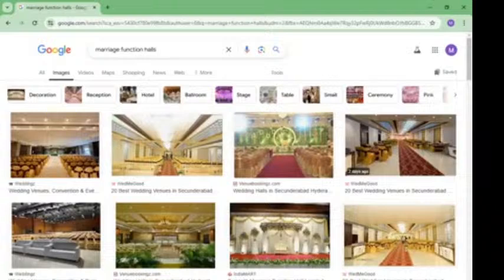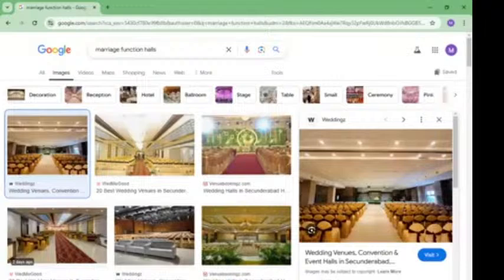Out of all these hundreds of companies, what about the responsibility, all the arrangements and everything? The marriage function hall people will take responsibility of each and everything, right? They will say, okay, tell us how many people are coming, how many guests are coming. 1,000. Okay. Tell us what food should be cooked, veg and non-veg.